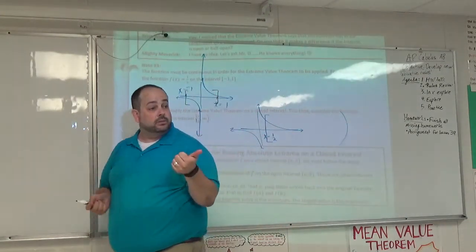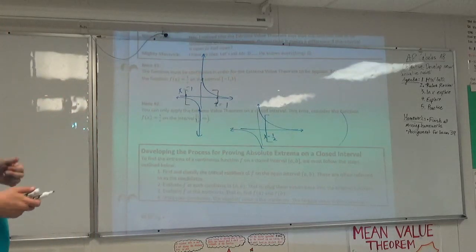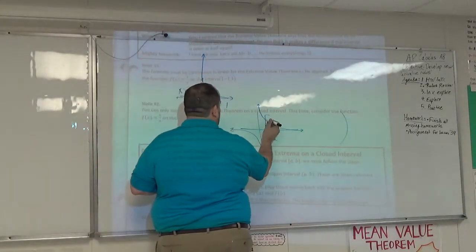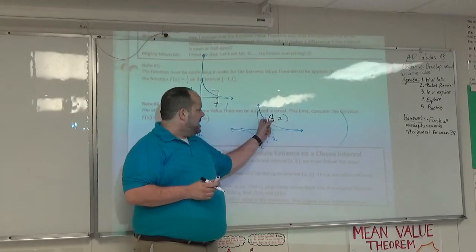Is there an absolute max? Yep, for sure. The absolute max is at x equals 1/2. This point right over here, I think the coordinates are going to be 1/2, 2. That is the absolute max.